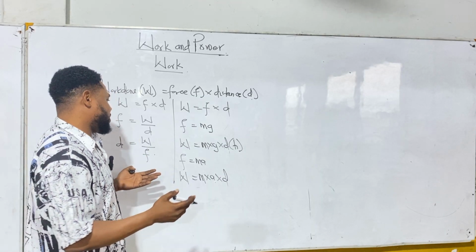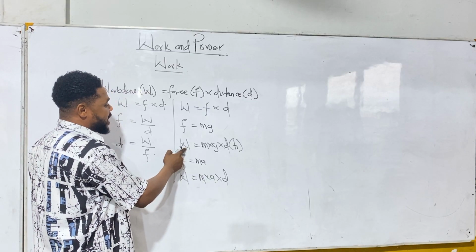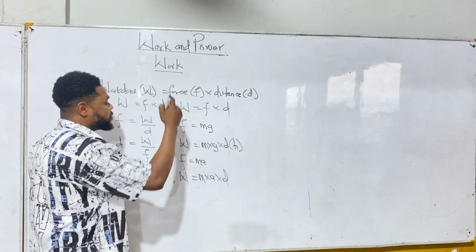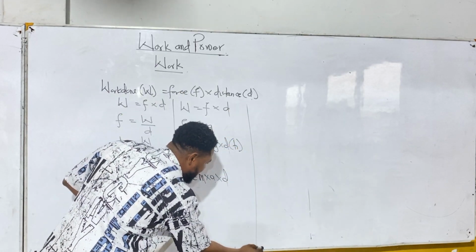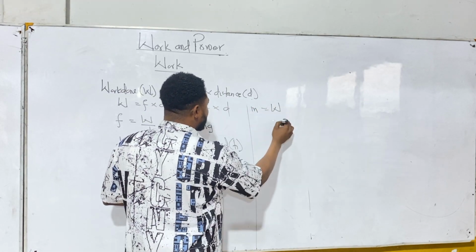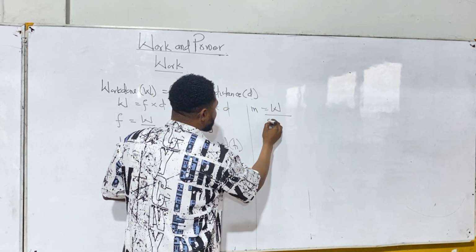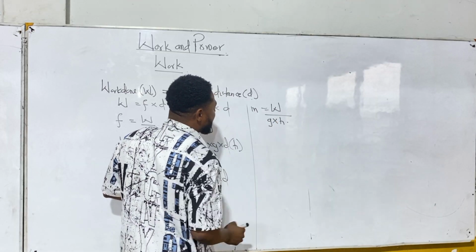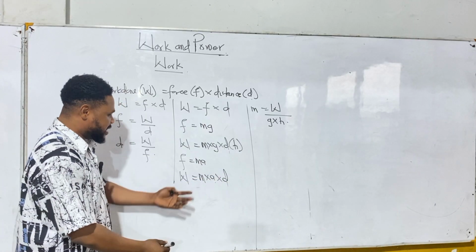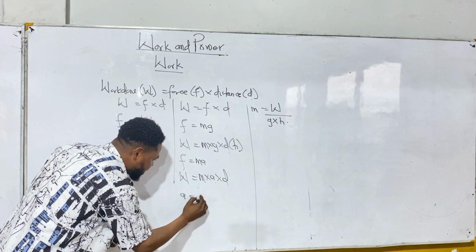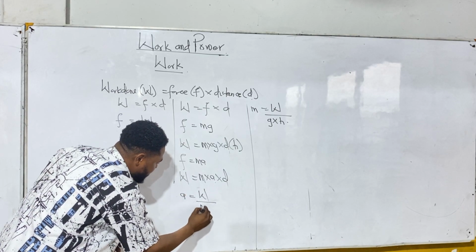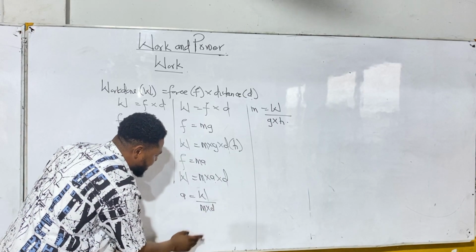A question can be given. We can give you work done, gravity, and distance or height, and ask you to find mass. When that happens, we just make mass the subject, as mass is equal to work done over gravity times height. We can make anything the subject. Here too, we can even make acceleration the subject. So acceleration will be equal to work done over mass times distance, as we can see.